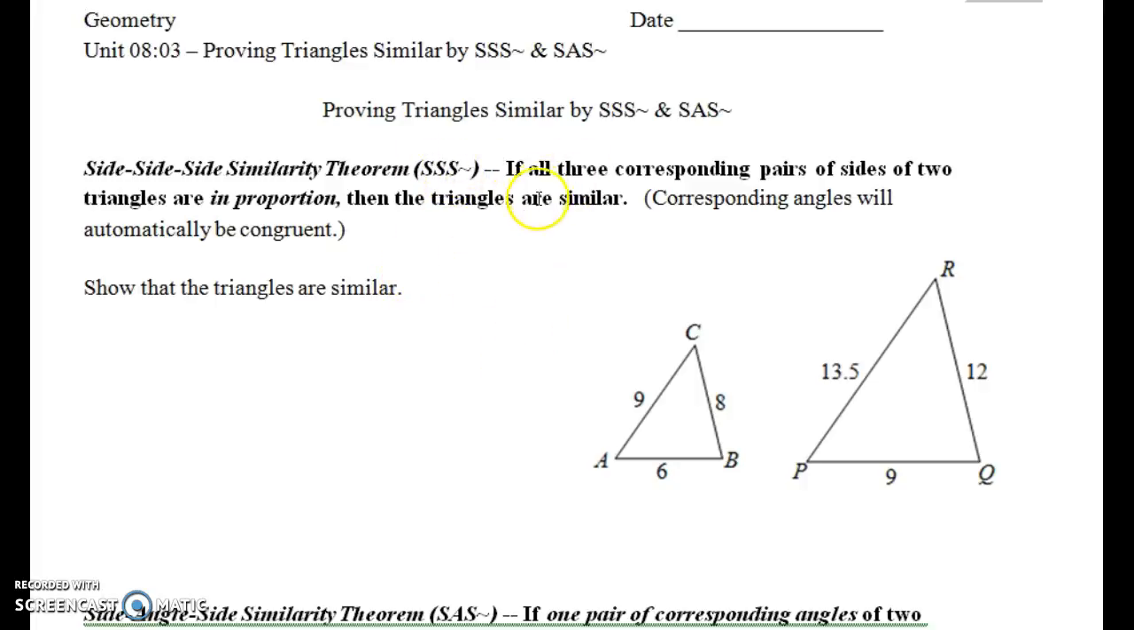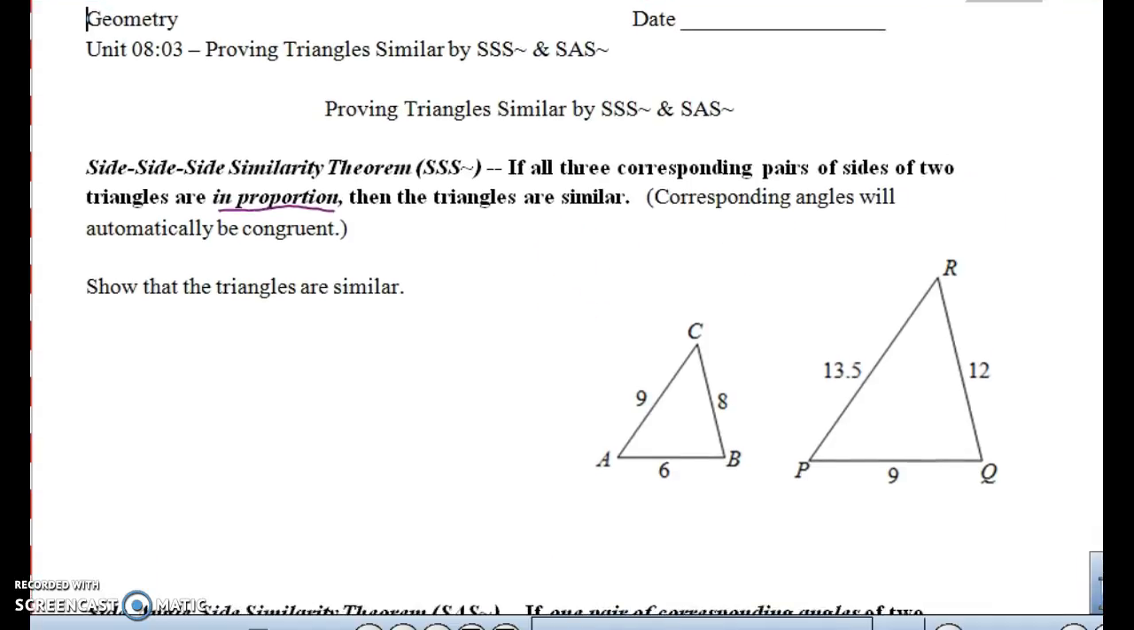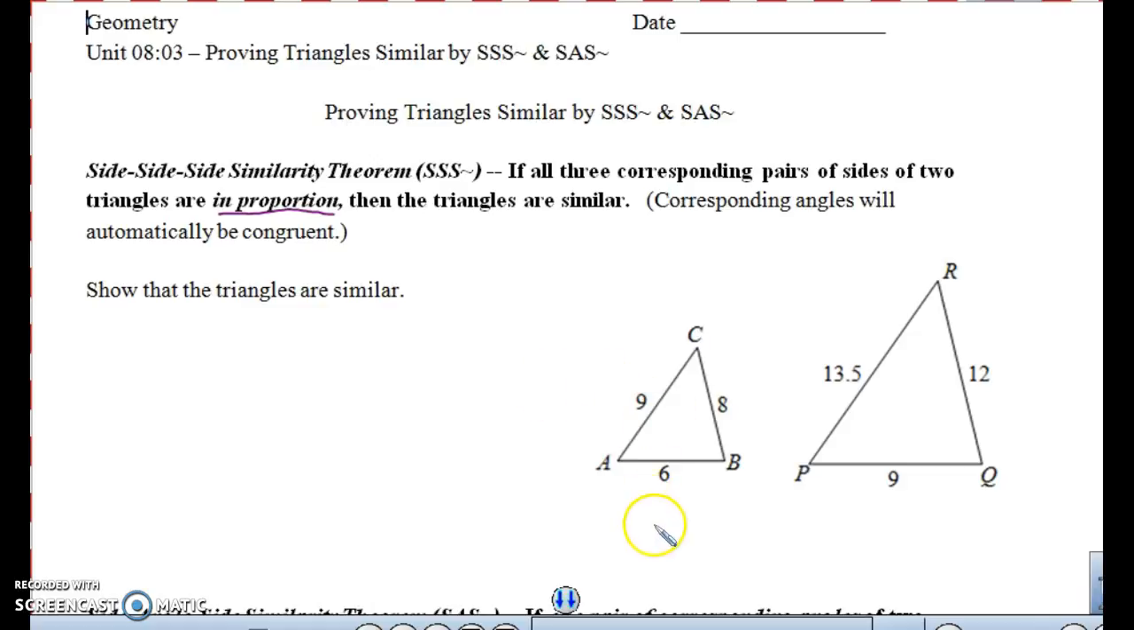Now, side-side-side similarity is just like side-side-side when you do triangles, except you're proving them similar. Now remember, if three corresponding pairs of sides of two triangles are not congruent, but in proportion, then the triangles are similar. If those triangles are in proportion by the sides, it'll force the angles to automatically be congruent. All right, so what we're going to do is prove that these two triangles are similar using side-side-side similarity. We want to show that the ratio of all three sides is the same.